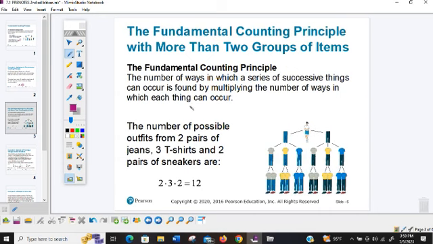Let's look at this one. Okay, we're going to talk about the number of ways it's possible to do a series of successive things. Okay, so not just 2 groups, but more than 2 groups. So we want to know the number of possible outfits from 2 pairs of jeans, 3 t-shirts, and 2 pairs of sneakers. Okay, so here's our tree diagram for each jean, each shirt, and the 2 pair of sneakers. You can see at the end we have 12. All you have to do is multiply your 2 pair of jeans times your 3 t-shirts times your 2 pair of sneakers. 2 times 3 times 2 does give you 12 different outfits.